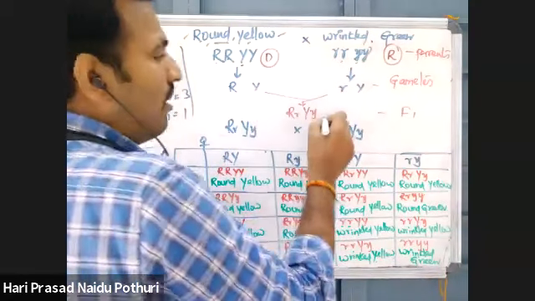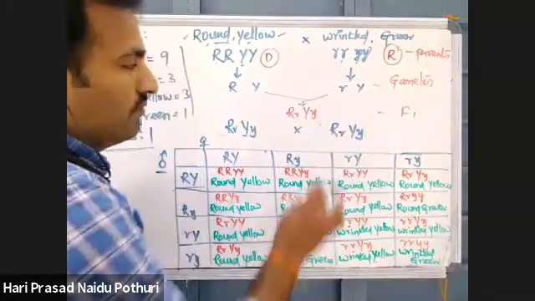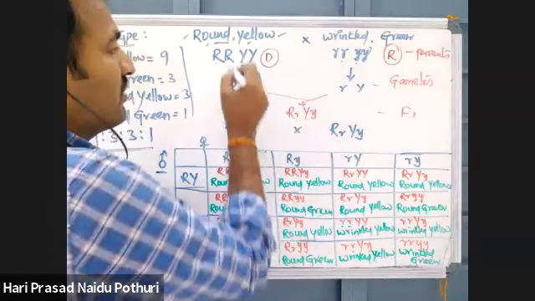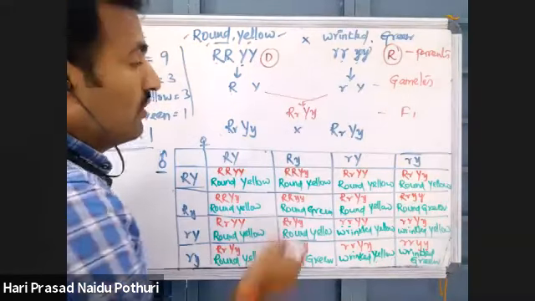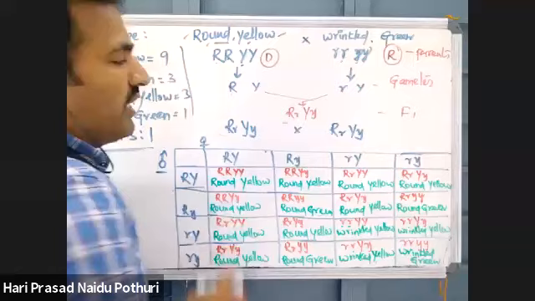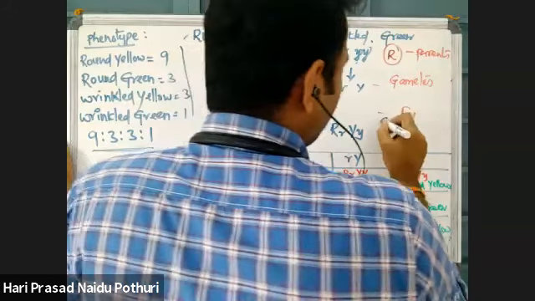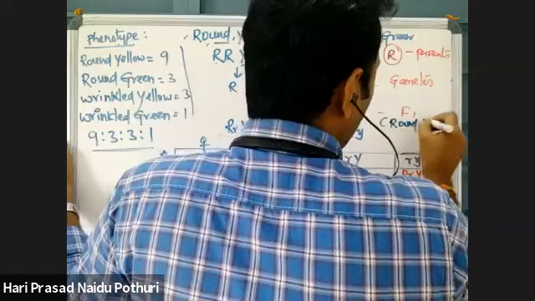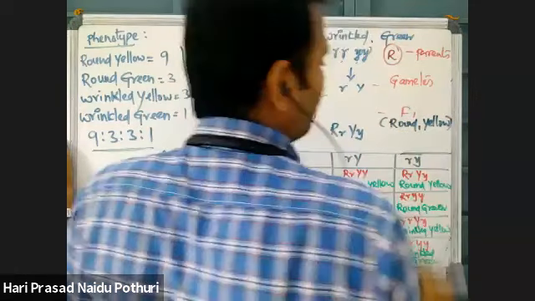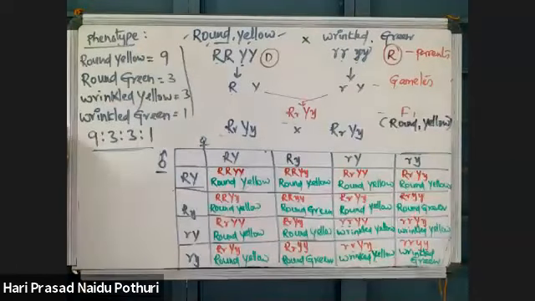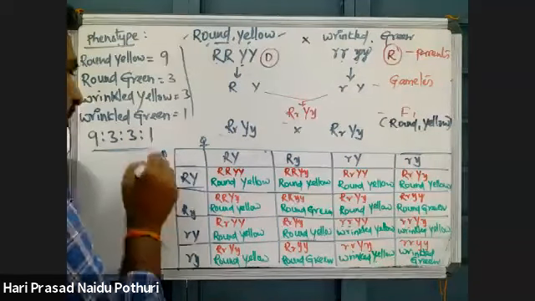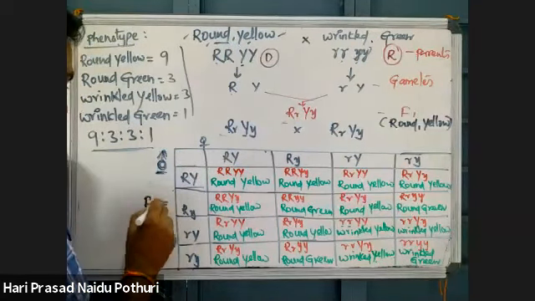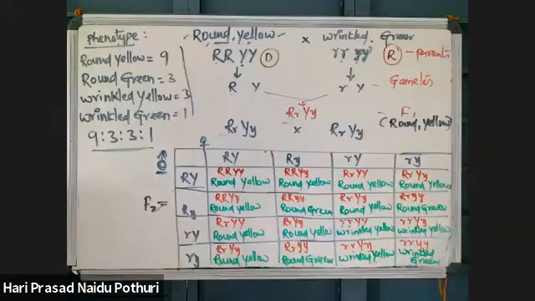When they are crossed, all F1 will be heterozygous. This is heterozygous, and this is heterozygous, because one dominant gene comes from here, capital R, and small r here. So all F1 will be heterozygous, producing round and yellow seeds. Now, upon selfing of this F1 plant, we can produce the F2 generation. In this F2 generation, what is the possibility?